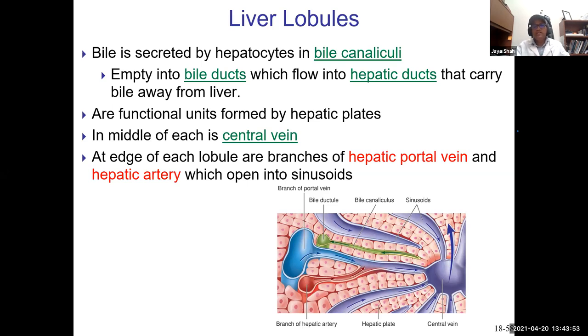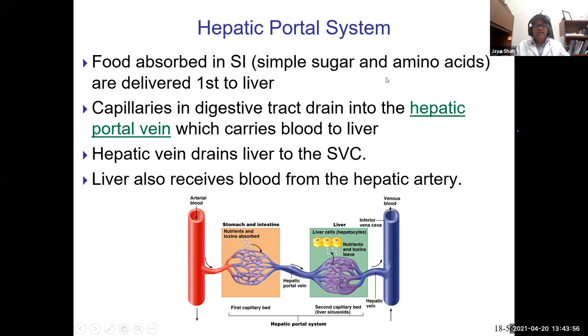Okay, we talked about these things. So as I said earlier, the hepatic portal system, you see, this is the arterial blood in your stomach and intestine, and they become capillaries in the wall of your intestine, where nutrients and toxins are absorbed. This is the first capillary bed. The hepatic portal vein brings it and takes it to the liver. In the liver, it becomes capillaries again, mixed with the hepatic artery, becoming sinusoids. And you see liver cells are taking these nutrients and metabolizing them. And then again, it passes blood to the central vein. Through the central vein, it goes to the hepatic vein and then to the inferior vena cava.